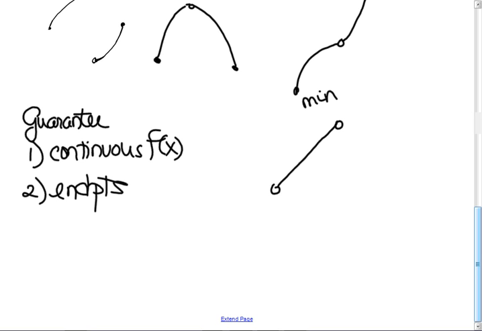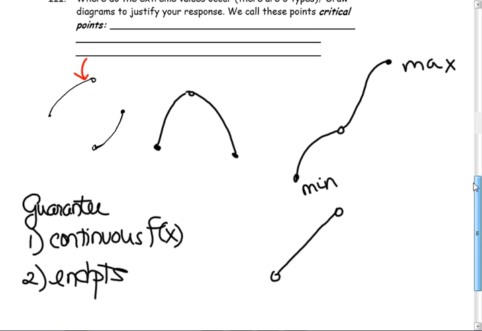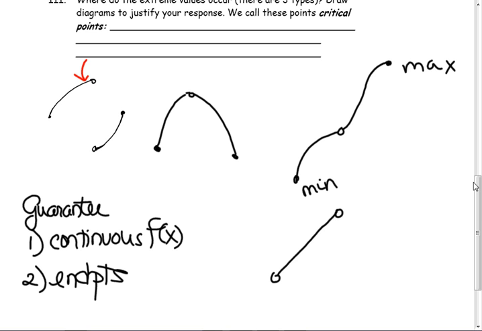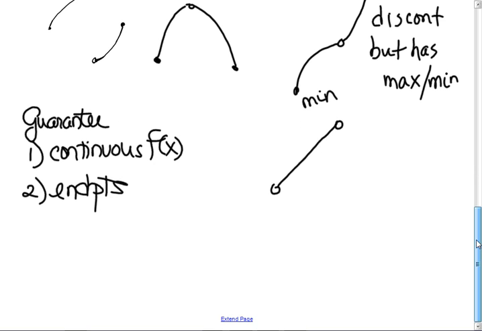Now, just because I don't have a continuous function, Alexi, does that mean I can't have max and mins if it's not continuous? No. There's an example. This is discontinuous, but has a max and min. But what if you have a continuous function and on a closed interval, it has endpoints? Then there's a guarantee. And where will they occur?